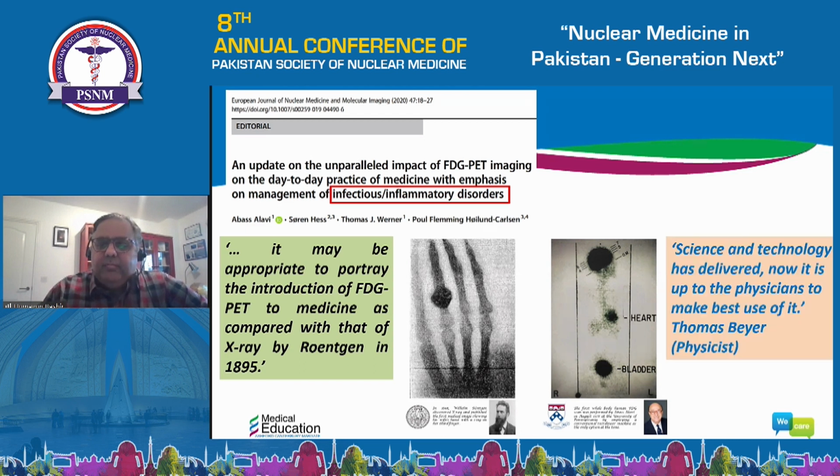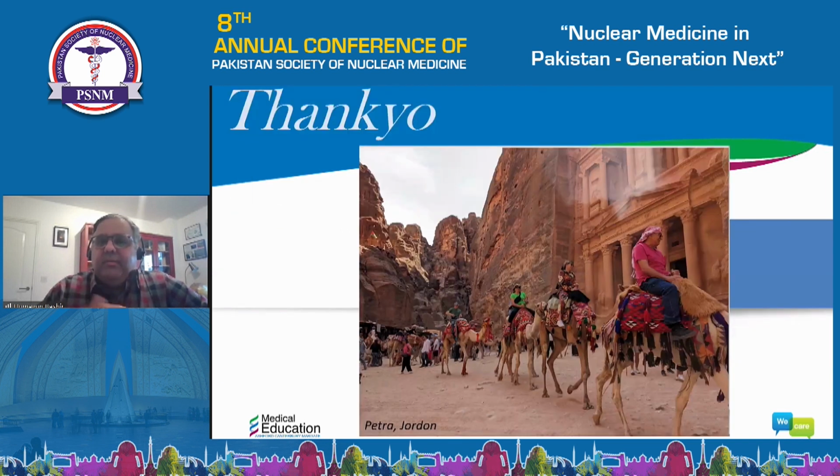Next slide. To this, I always like to add this comment from Thomas Baer, who is a physicist based in Austria, and he said that science and technology has delivered, and he was talking in terms of hybrid scanners and the radiopharmaceuticals which are coming up since then, and it is up to the physicians to make use of it. So the importance of this point is that nuclear medicine requires more physicians, more technical staff, more scientists to deliver what we have actually in our hands for a vast spectrum of diseases and illnesses, oncology, cardiology, and beyond.